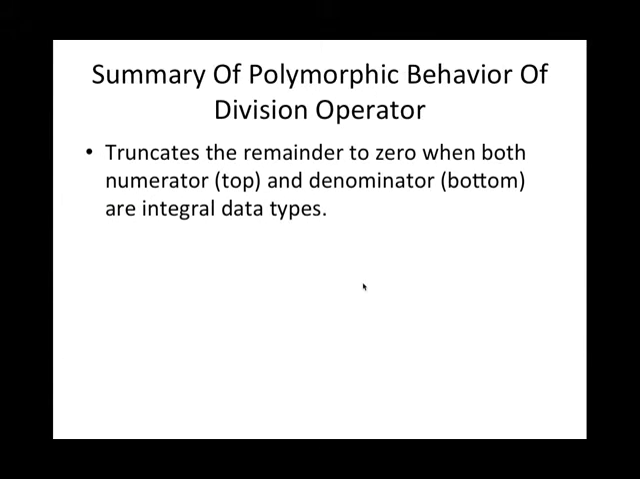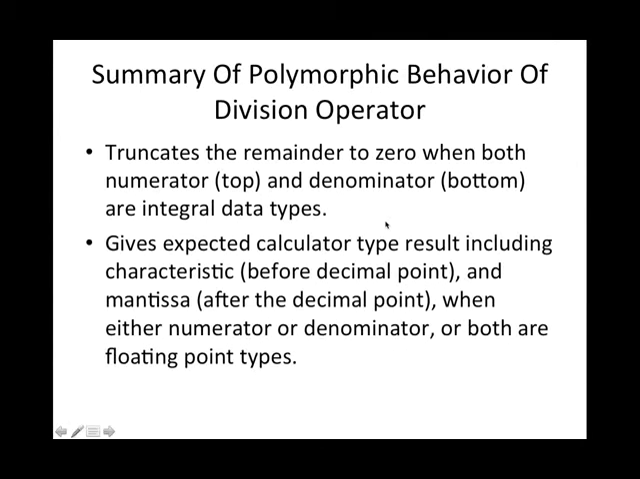So this is the summary of the polymorphic behavior of the division operator. It truncates the remainder to 0 when both the numerator, the one at the top, and the denominator, the one at the bottom, are integral data type. But it gives you expected calculator type results, including the characteristic, that is the part before the decimal point, and the mantissa, that is the part after the decimal point, when either numerator or denominator or both are floating point type.